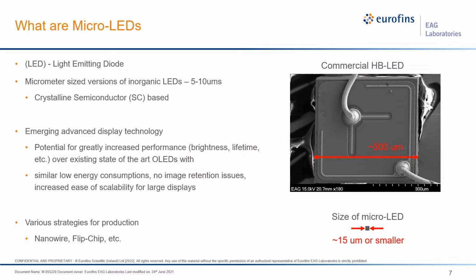So today's talk is going to be on micro LEDs. And so what are micro LEDs exactly? An LED stands for light emitting diode, and these are devices that emit light when a bias is applied to them. Thusly, micro LEDs are just micrometer sized versions of this, specifically inorganic LEDs, and typically have dimensions, at best these days, of about 5 to 10 microns in diameter. And these are crystalline semiconductor-based devices.